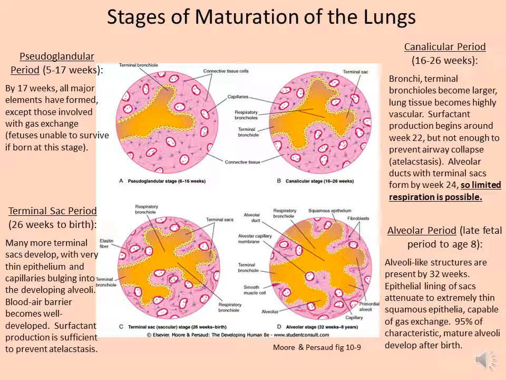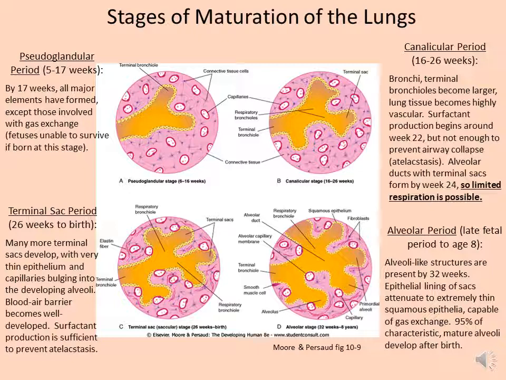Initially, the epithelium of the respiratory system is cuboidal, right? During this stage, it starts becoming squamous, and some cells become type 1 pneumocytes. Type 2 pneumocytes also start developing, and they act as stem cells and are responsible for the production of a phospholipid known as surfactant, right?